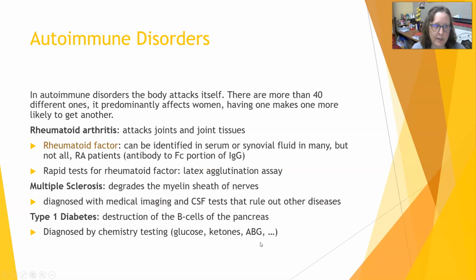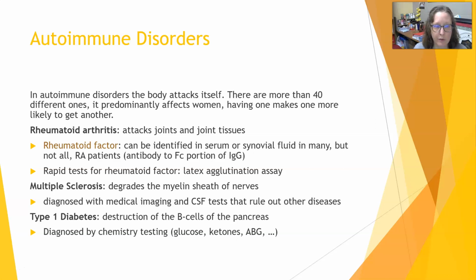And last, let's look at the autoimmune disorders. In autoimmune disorders, the body attacks itself. There are more than 40 different ones. It predominantly affects women, but men can get it too. And having one autoimmune disease makes one more likely to get another. It tends to be an overreaction of the immune system, also tied to some of the hypersensitivities we discussed in the previous video. So let's go over some of the basic ones.